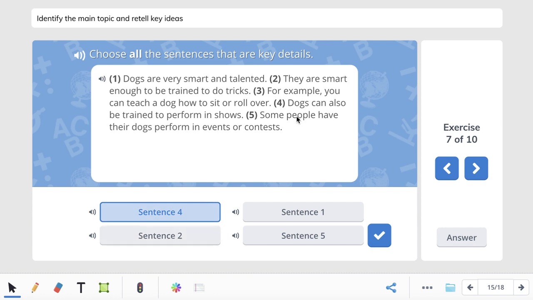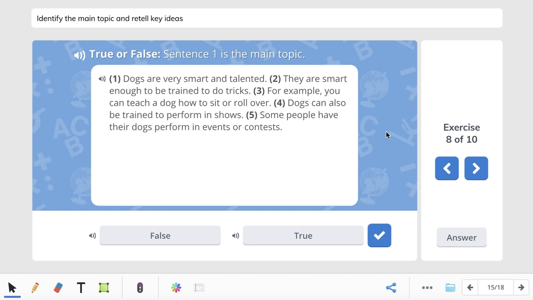Let's look at sentence 2. They are smart enough to be trained to do tricks. Well, that gives us a detail on how they are very smart. So that's a key detail. And sentence 5 says some people have their dogs perform in events or contests. Well, that gives us another key detail on how they are talented because they're going to be performing in contests.